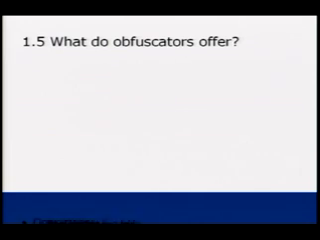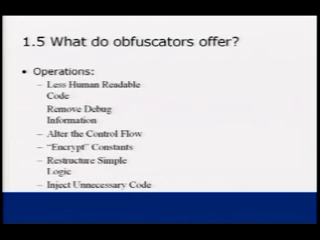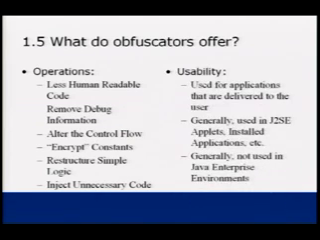What do obfuscators offer? Basic operations: remove debug information, change control flow, encrypt constant values, inject unnecessary code to confuse you, and also there's the usability element. So where do we see obfuscators? Generally, it's Java Standard Edition applets, client-side applications that have some level of trust. We don't see it in the J2EE sphere a lot, even though SAP will disagree. And it's applications that are delivered to the user.